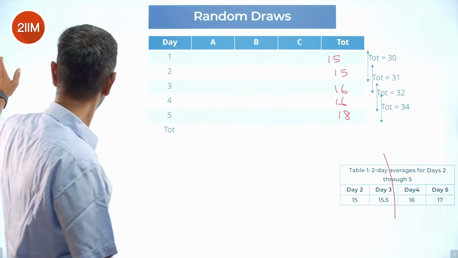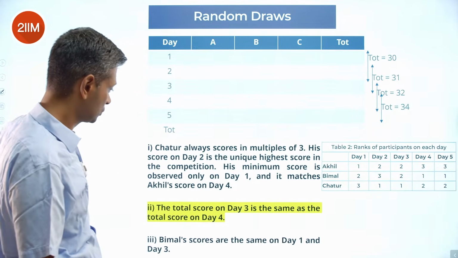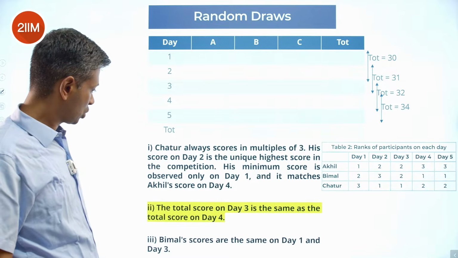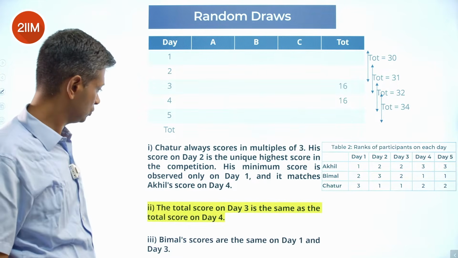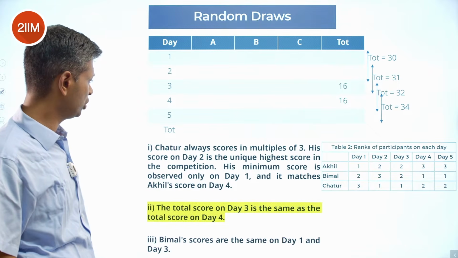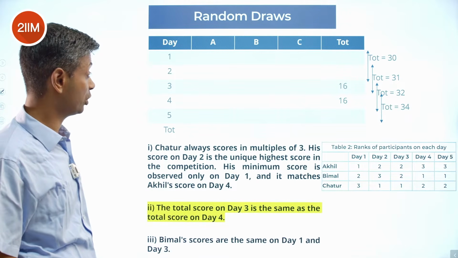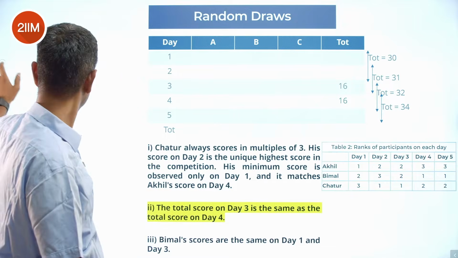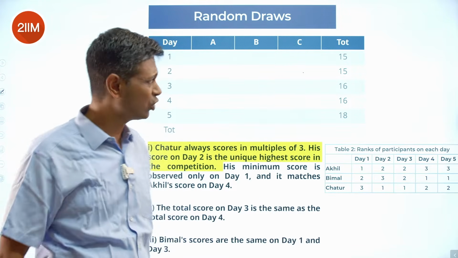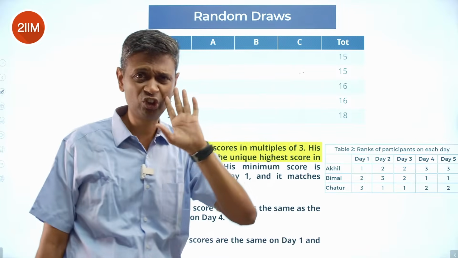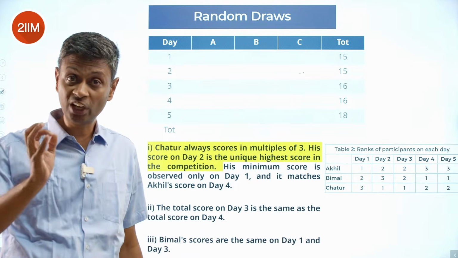We can bin it. Total score on day 3 is the same as day 4, we have accommodated that. Chatur's score on day 2 is a unique highest score in the competition. Day 2 total is 15. If this were 6, imagine that being 6, that is not a unique high score.